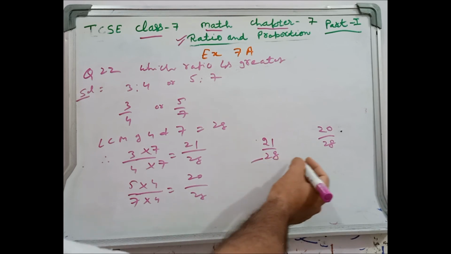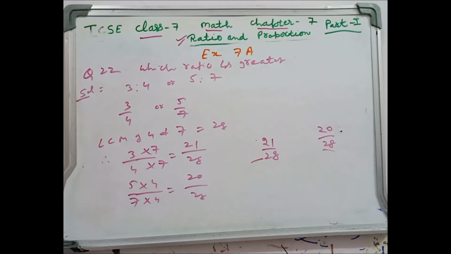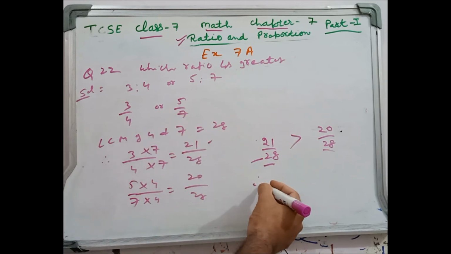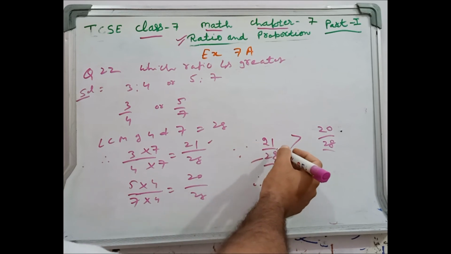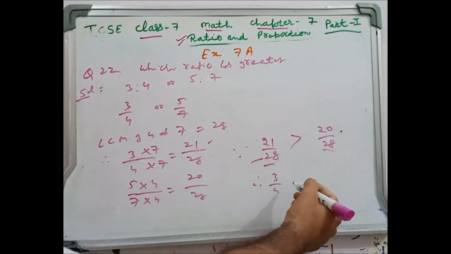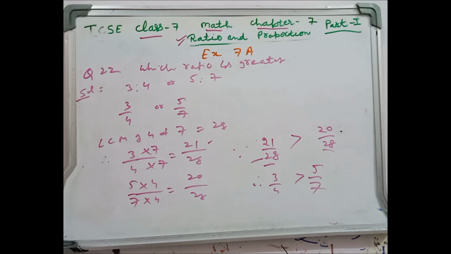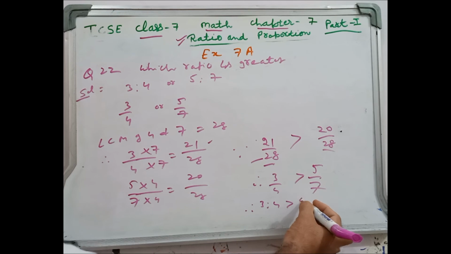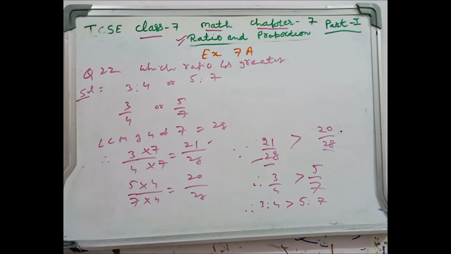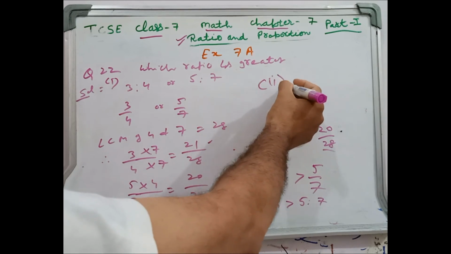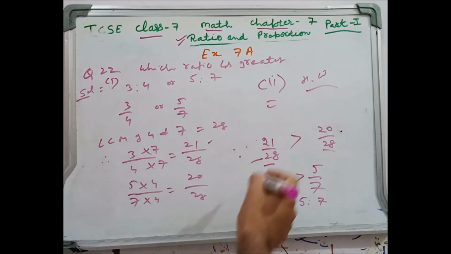The denominators are same, so leave them. Which numerator is greater? This is greater, which relates to 3/4. Therefore, because 21/28 is greater than 20/28, 3/4 is greater than 5/7, right? Therefore 3:4 is greater than 5:7. The next part of question 22 is the same. This was the first part, so the second part is the same. That is your homework.